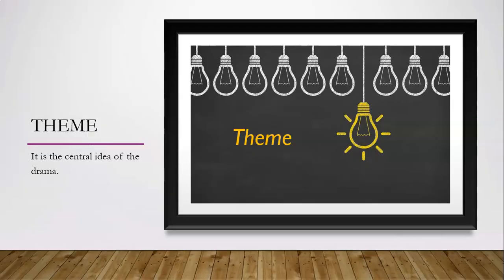Now let us look at what a theme is in literature. When we talk about a theme, it is the central idea of the drama. Why did the playwright write this drama? What is its essence for the individuals who are watching as audience or reading it? Now let us look at the various themes that we can deduce from the drama The Dilemma of a Ghost.